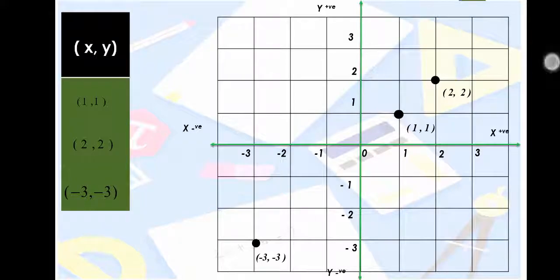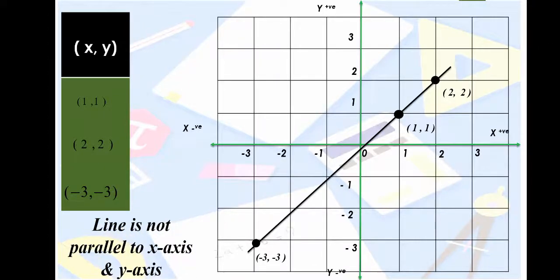Join these points with the help of a line, and now you have to see whether this line is parallel to x-axis or y-axis. And here you can see again this line is not parallel to x-axis and not parallel to y-axis. So here in the end you will write a statement that the line is not parallel to x-axis and y-axis.